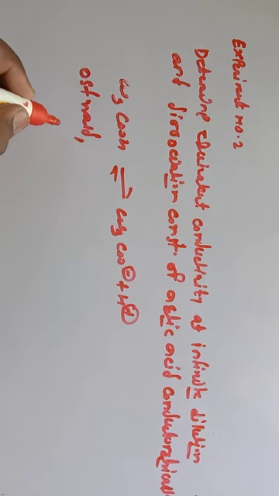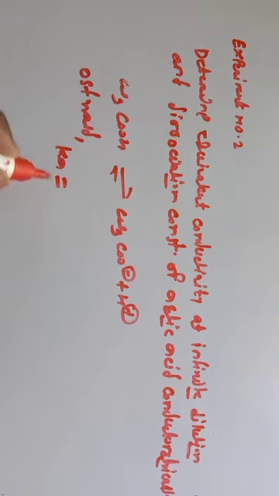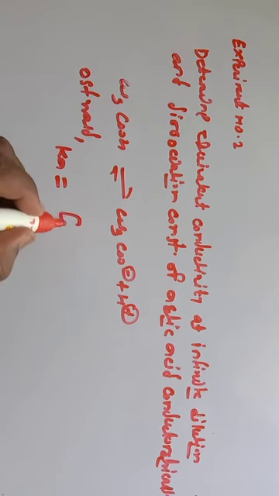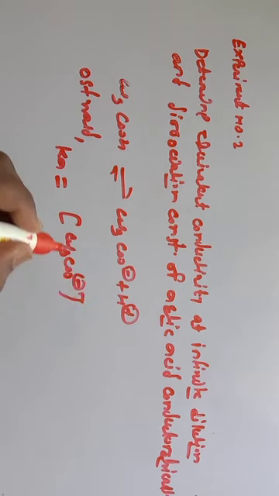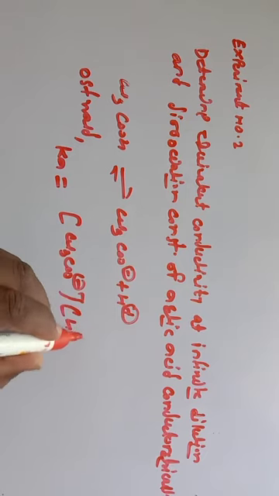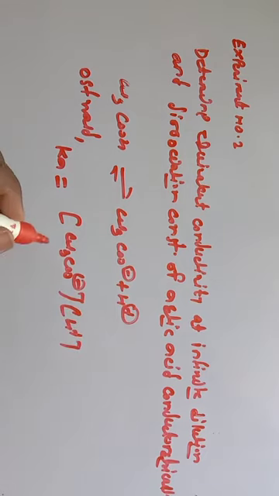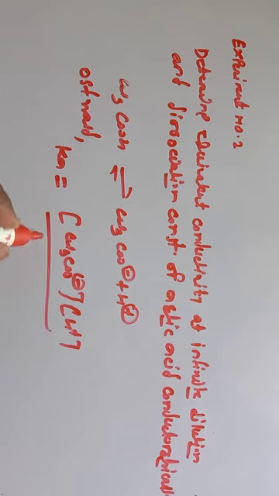So the dissociation constant according to Ostwald's law is given as Ka, which for acetic acid is equal to the concentration of the product, that is the negatively charged anion, into the concentration of the cation, divided by the concentration of the reactant, that is the concentration of acetic acid.